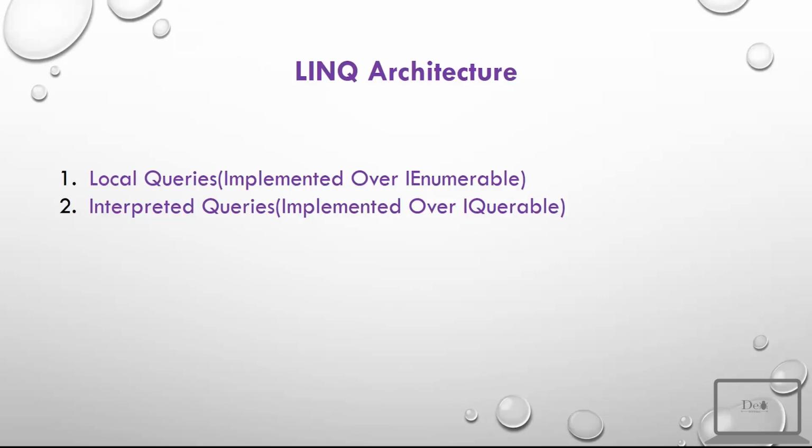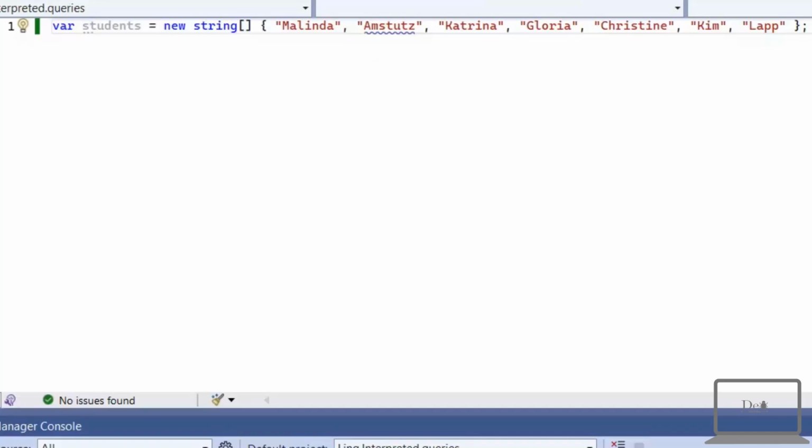All our local collections inherit from IEnumerable and it stores the result in memory. And those queries which we are going to implement by Entity Framework, they are inherited from IQueryable. Here I have an array which has a number of students. First let's implement a local query.